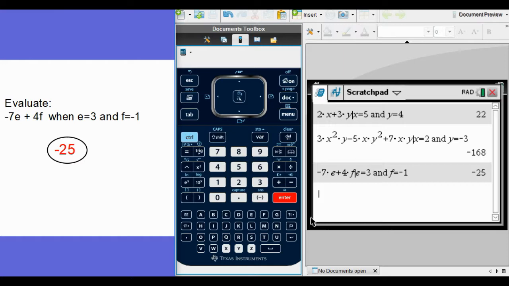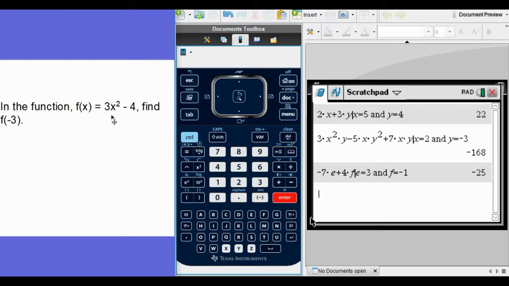All right, and then the last one I want to show you. Sometimes it's a function. It's treated very similar to evaluating an expression, but it looks different. We have this f of x, which is naming this function right here. And then over here, when we see this f of -3, that's really just saying that x is equal to -3.